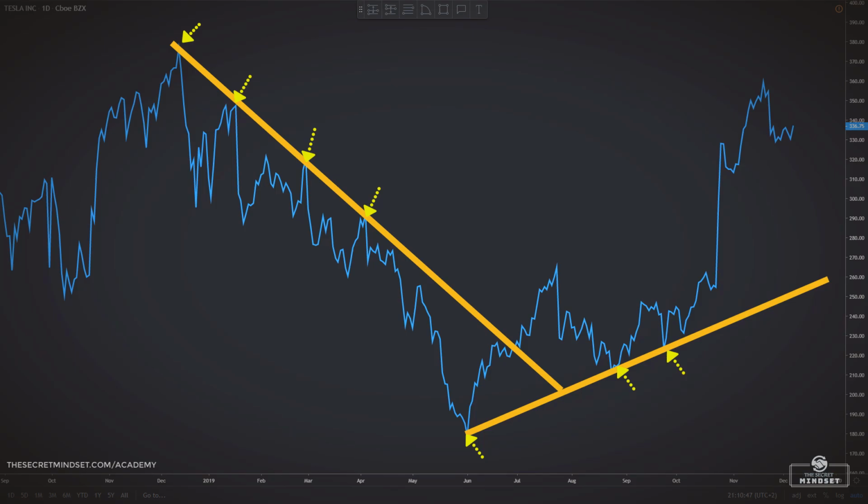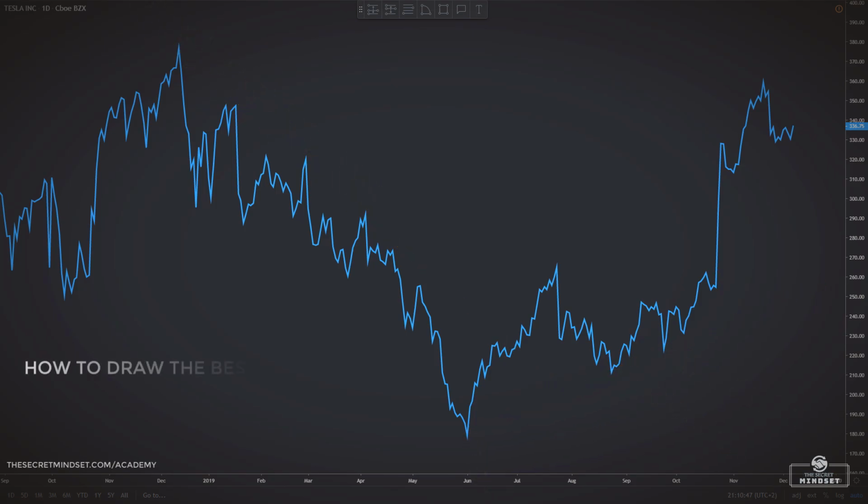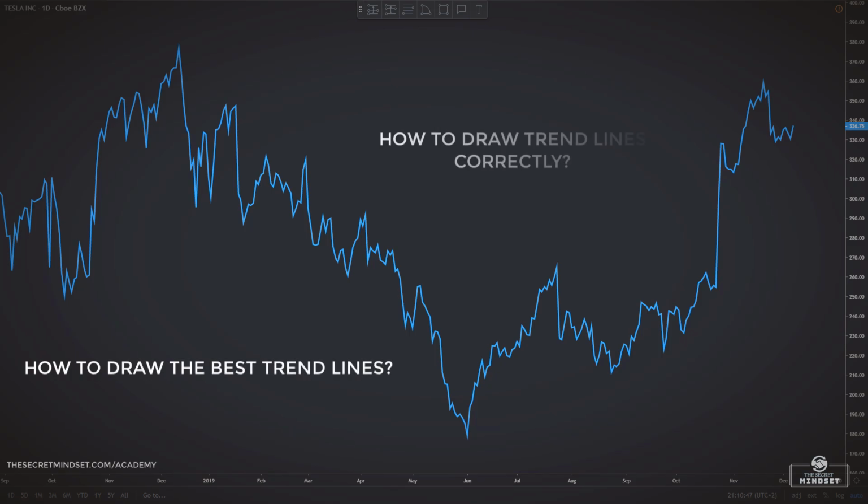As we all know, drawing trend lines is quite subjective, it's not a precise science. Draw them correctly and you'll have an edge over the market. How to draw the best trend lines? Or, more important, how to draw trend lines correctly? These are one of the most common questions among traders.